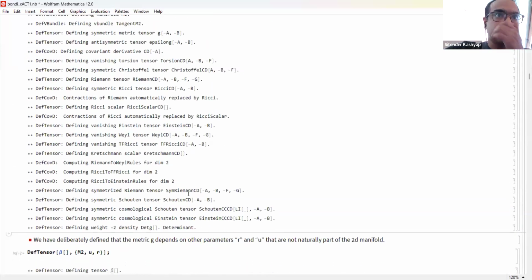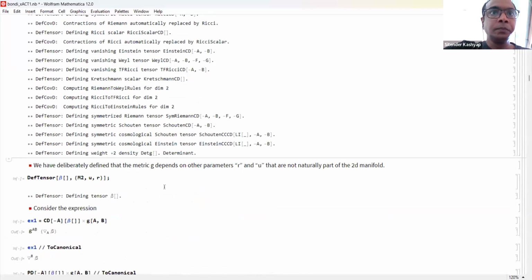Yeah. So okay. So this comment I already made. So now let's go on defining various tensors that there are. Beta, for example, is a scalar, so we will define it like this. But we demand that it depends on the manifold M2 along with the parameters U and R. So let's do that.